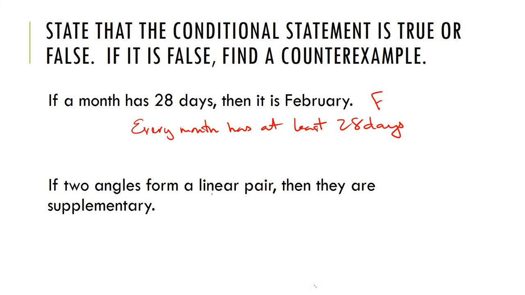But anyway, if two angles form a linear pair, then they are supplementary. This is true. This is one of our postulates. So this is always true. Now be careful, because sometimes if we switch things around, we have a false statement. A converse is when we switch the end with the beginning. So if I had said, if two angles are supplementary, then they form a linear pair.